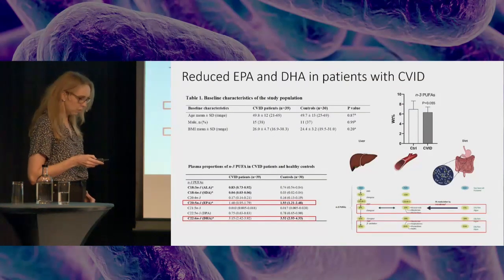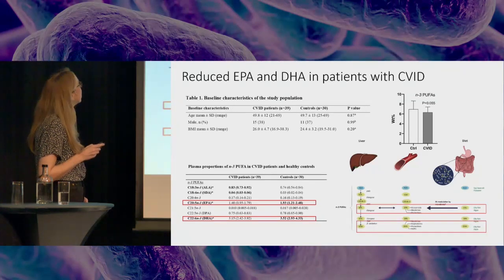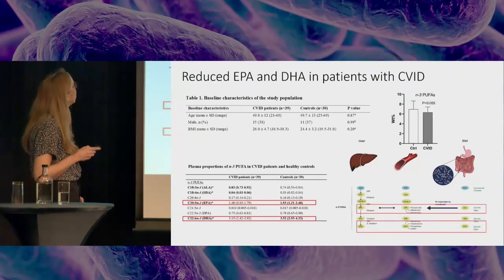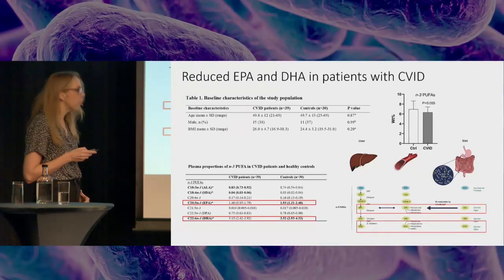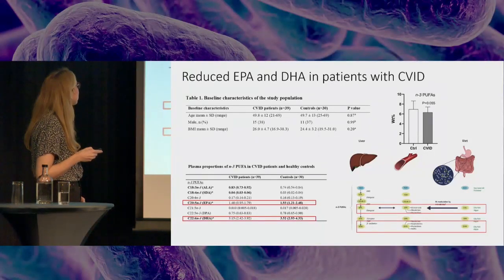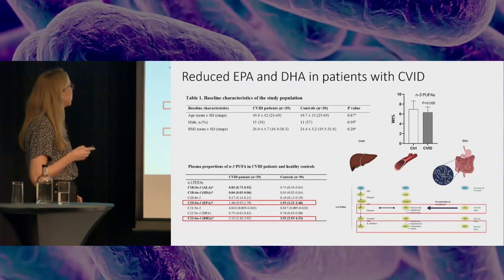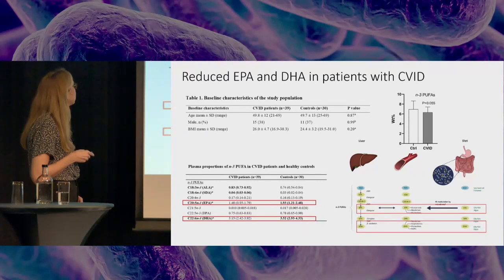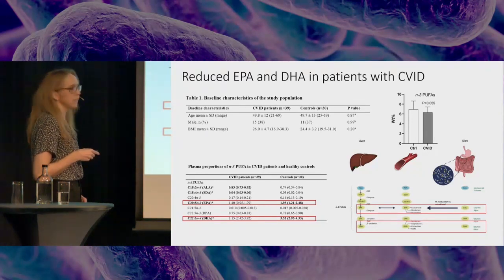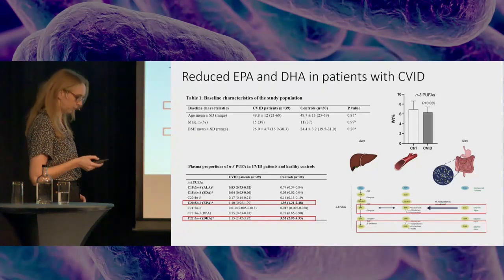This is the first slide of the results. The patients were matched in terms of age, sex, and BMI. We found a reduced proportion of two of the main N3 PUFAs, omega-3, EPA and DHA, in CVID compared to controls, and these have anti-inflammatory properties. And there was a tendency, but not significant, reduction in total N3 PUFAs compared to controls.